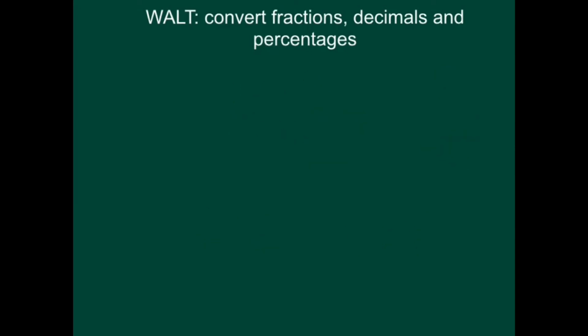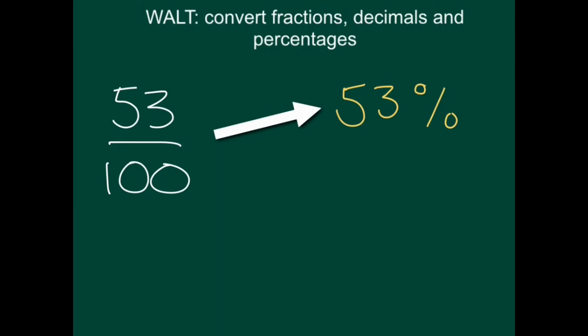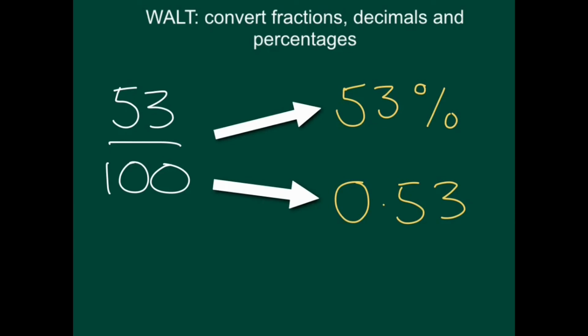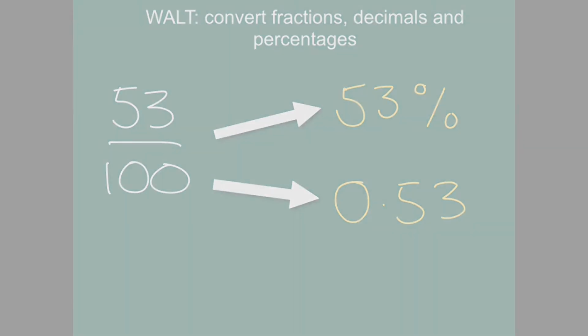Now some of the hardest looking ones can actually be some of the easiest. For example, if we have 53 hundredths, we can't actually simplify that anymore, but we don't need to, we've already got hundredths. So it converts nice and easily into 53% or 0.53. And that's how you convert fractions, decimals, and percentages.